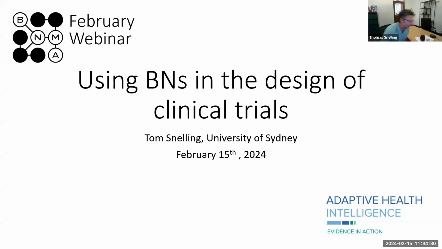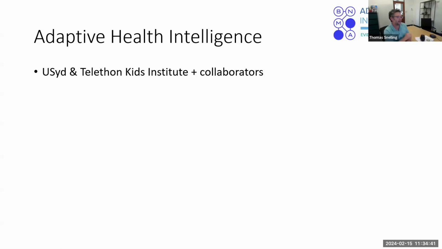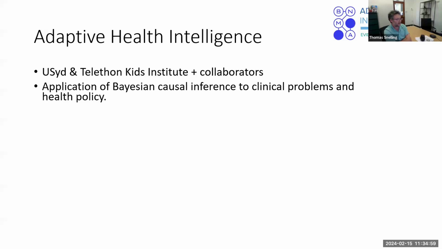Okay, Tom, if you'd like to share your slides and begin your presentation. Thanks, Helen. Thank you to the Society for the invitation to present. I might just say a little bit about the group that I'm involved in, Adaptive Health Intelligence. We're a team across Australia, but with two main nodes, the University of Sydney and the Telethon Kids Institute in Perth. But we also have a broad network of collaborators across Australia, including members of the BNMA.